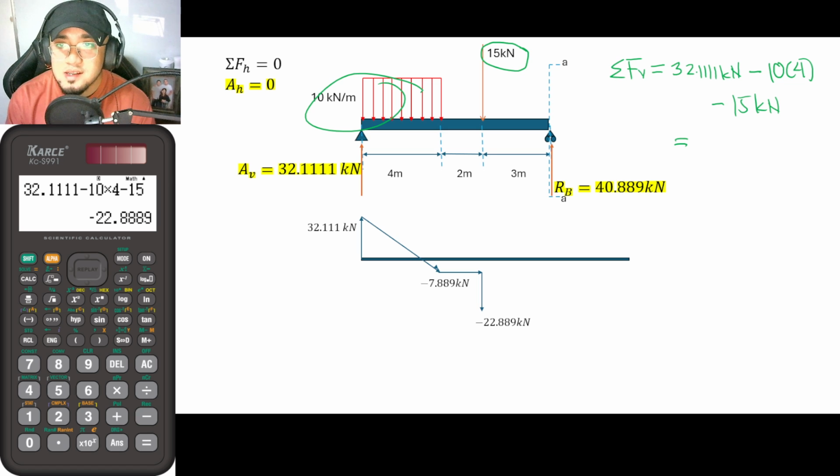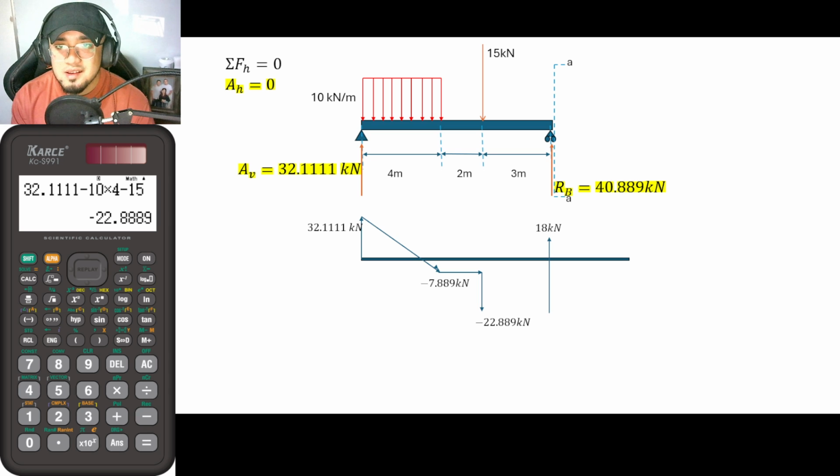So meaning, guys, this is still negative 22.8889. And from that, guys, if you would be plotting the shear here, it is still the same. So meaning, guys, that it has just moved to the right horizontally. Okay. So what about if you would be cutting a section a little bit to the right of this particular support?